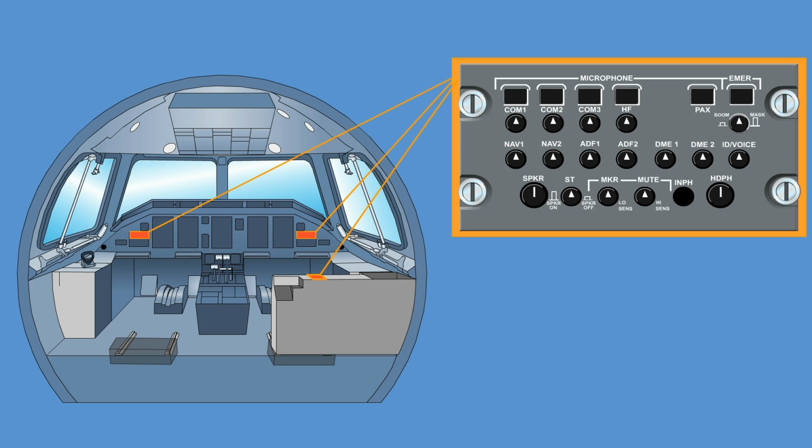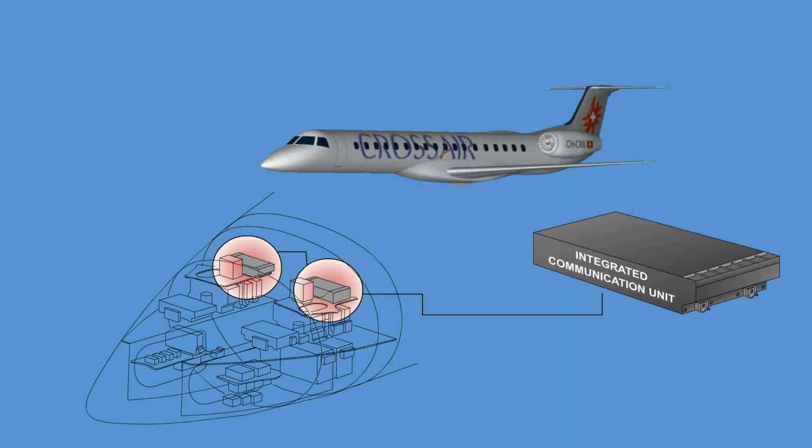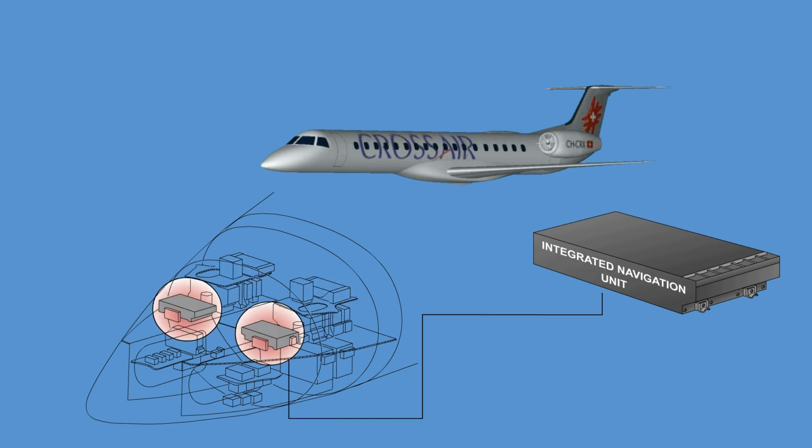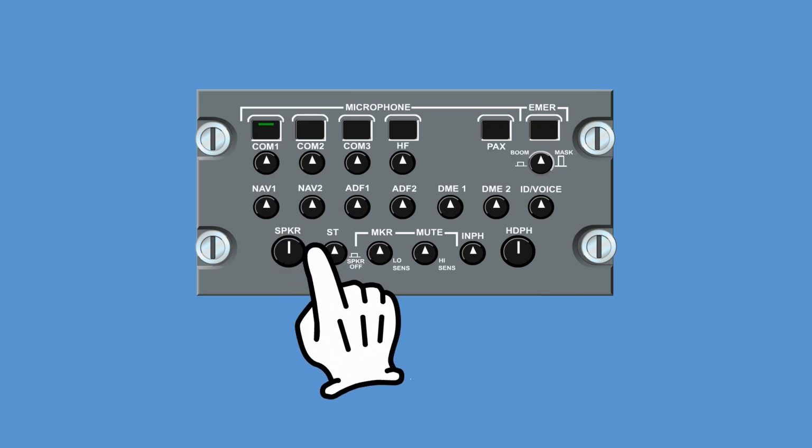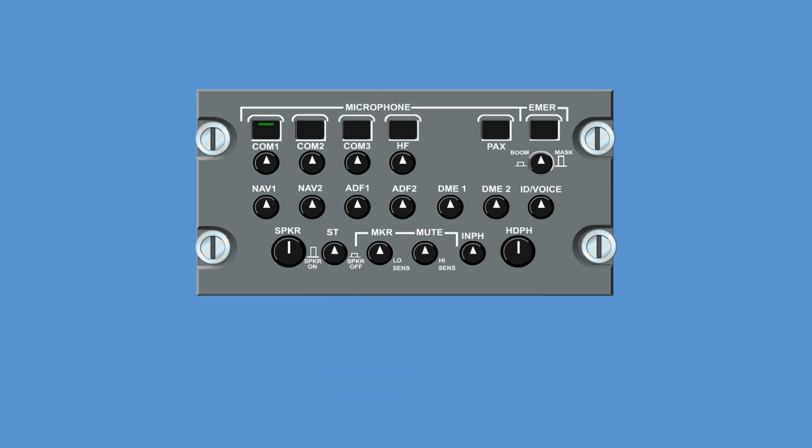The digital audio panel receives digital audio from the integrated communication computer and the integrated navigation computer and transmits analog signals. The digital audio panel has 5 transmit buttons: COM1, COM2, COM3, HF, and the passenger address amplifier labeled PAX. The applicable button must be pushed in to connect the microphone to the appropriate transceiver or interphone channel.